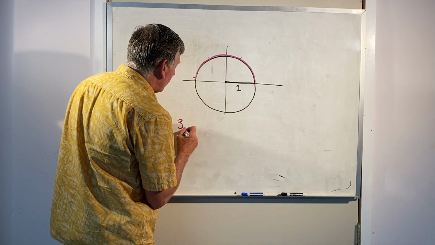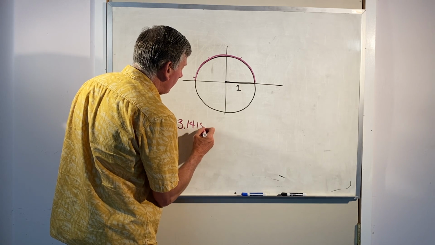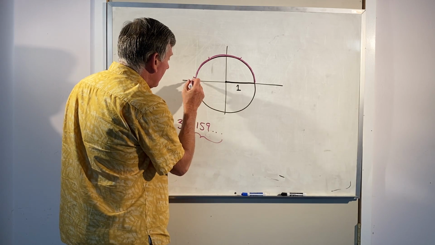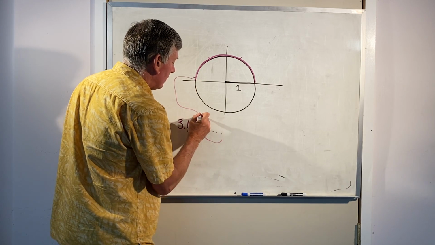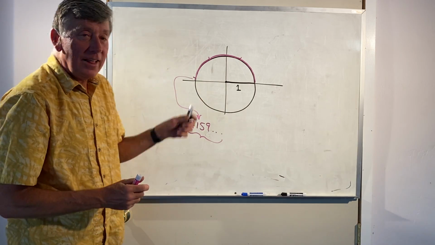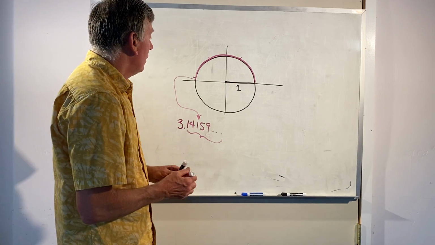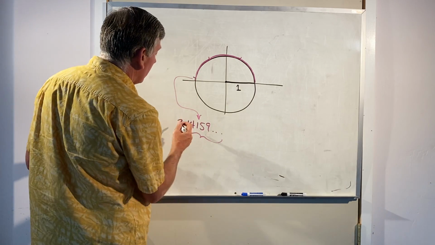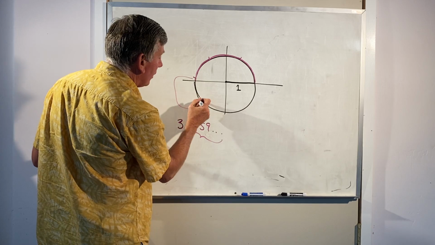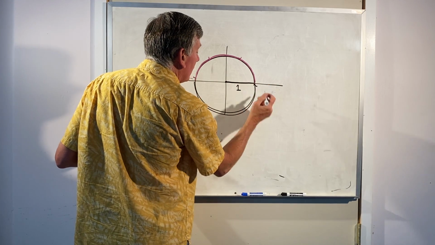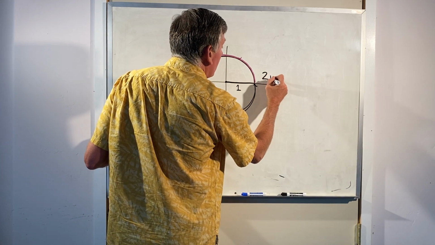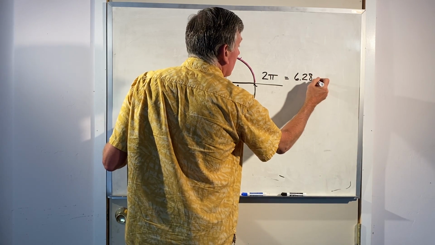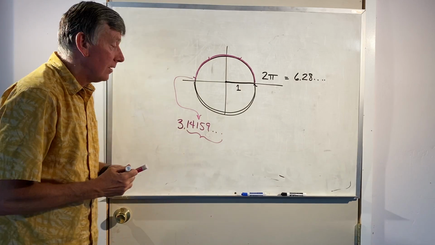We need that 3.14159. That little bit there is that. That's how we come up with pi. To go around twice, or to continue going around all the way back to the beginning, that would be 2 times pi, or 6.28, etc.